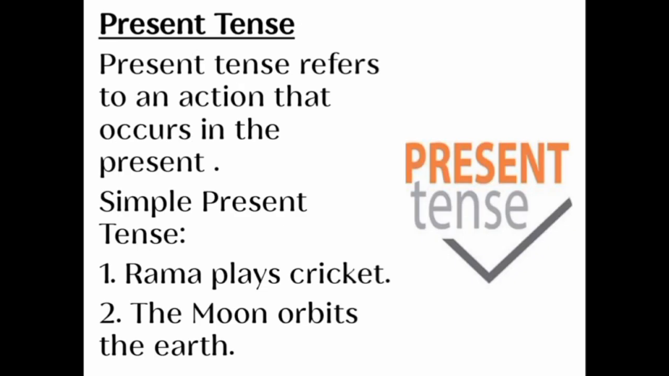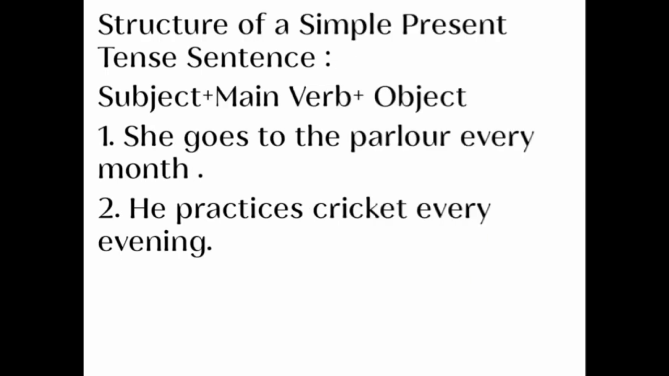So first let's learn about present tense. Present tense refers to an action that is occurring in the present, which is going on in the present. Simple present tense examples are Rama plays cricket. Second example is the moon orbits the earth. These are the examples of simple present tense.